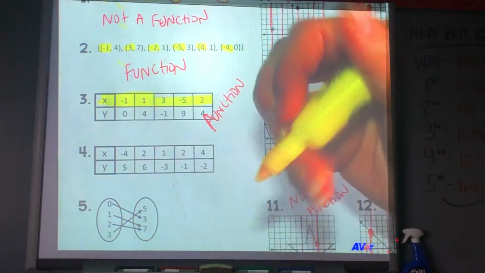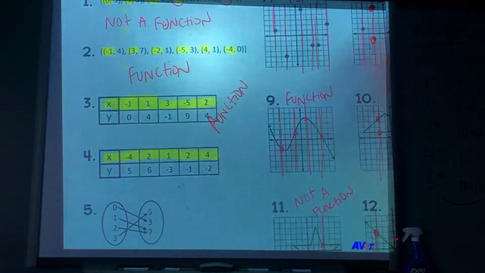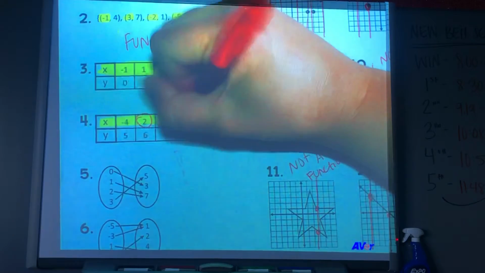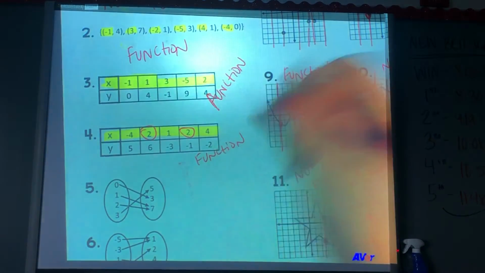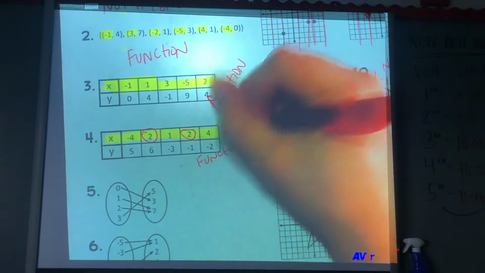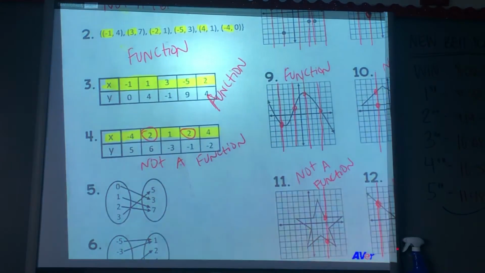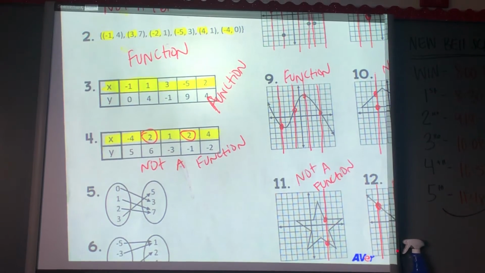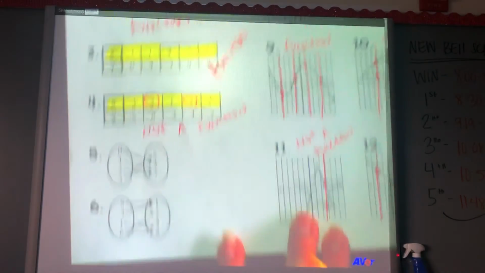On number 4, I'm going to highlight the x values. I have -4, 2, 1, 2, and 4. I notice that the 2's repeat. This is a function. Or, my bad. Not a function. The 2's repeated. I said it in my brain, or I said it out loud, but I did the wrong thing. Since they repeat, that's no good. It is not a function.